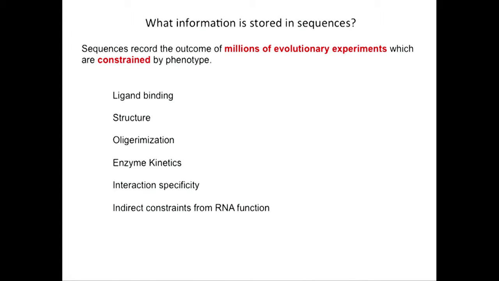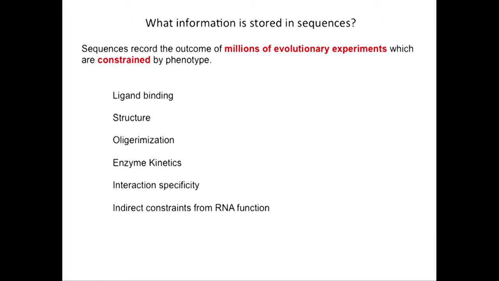So essentially, these different versions of the sequence record the outcome of millions of evolutionary experiments, right? So, as species evolve and change, mutations occur, and they're either accepted if they allow the protein to still work, or otherwise that particular instance doesn't survive. So proteins actually perform lots of different functions. You've got ligand binding, 3D structure of the protein. They bind to other proteins. They carry out specific tasks.